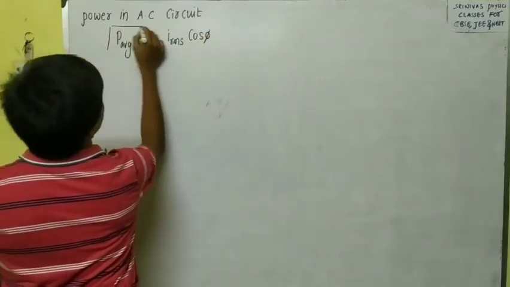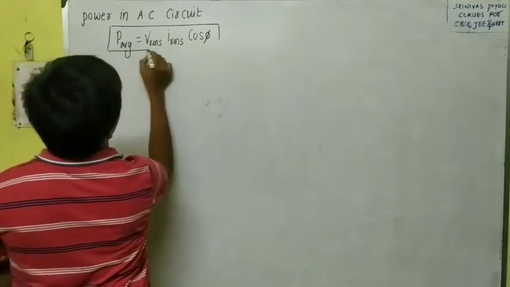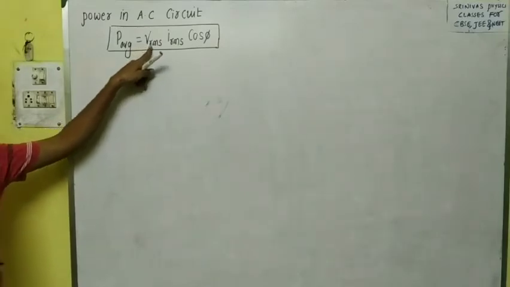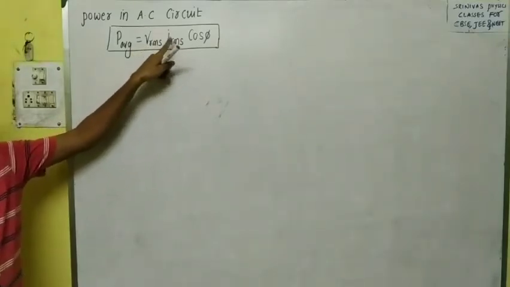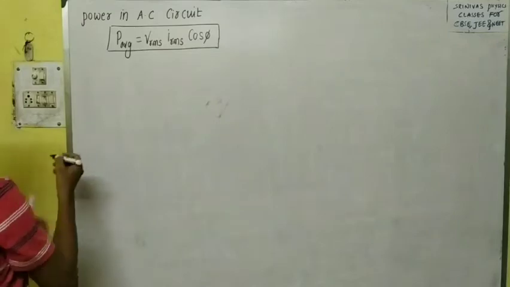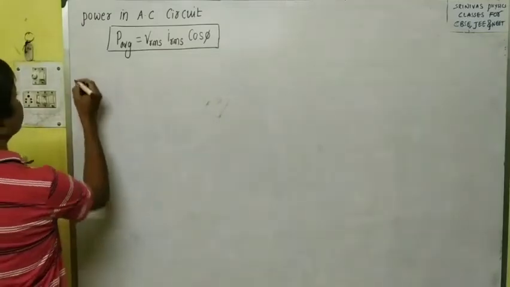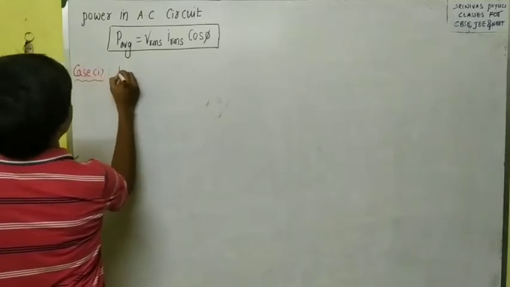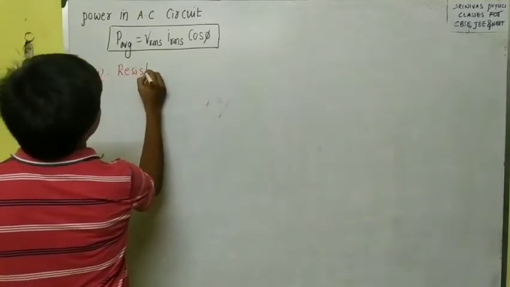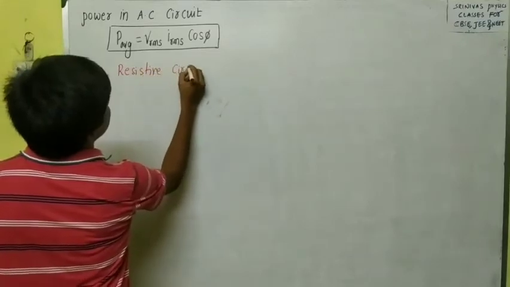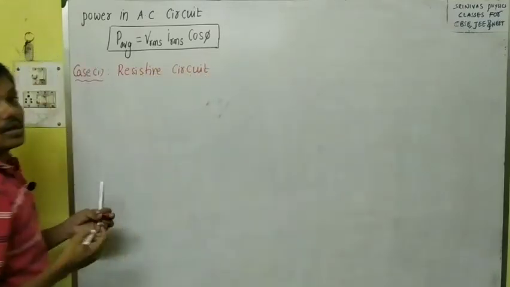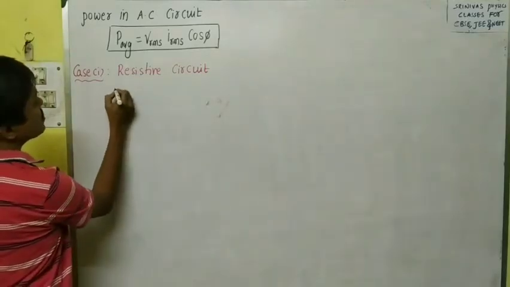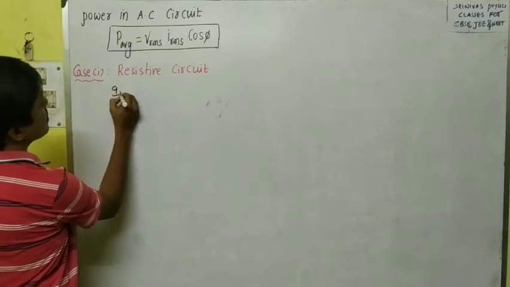Actually, the AC voltage changes with time. That's why we take the RMS voltage as the AC voltage and the RMS current as the AC current. Now let us see the cases. Case 1: in the case of a resistive circuit, what is the average power? A resistive circuit means it consists of only resistance, right?